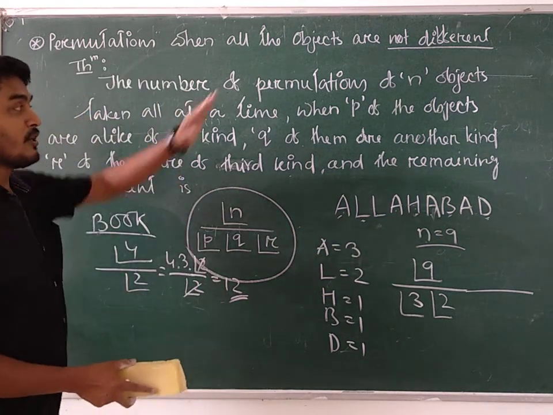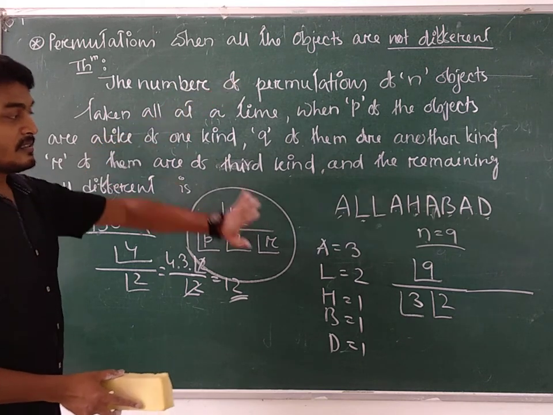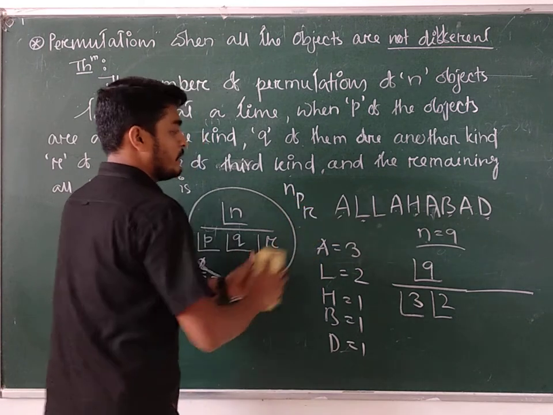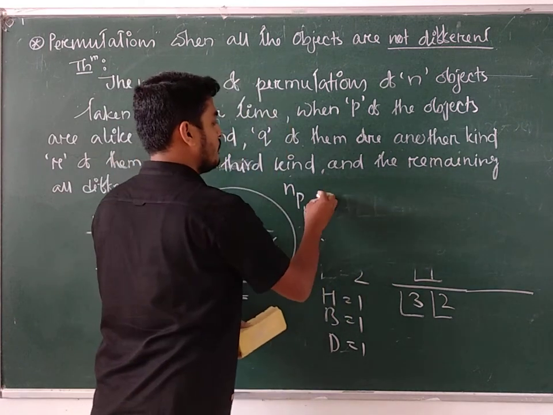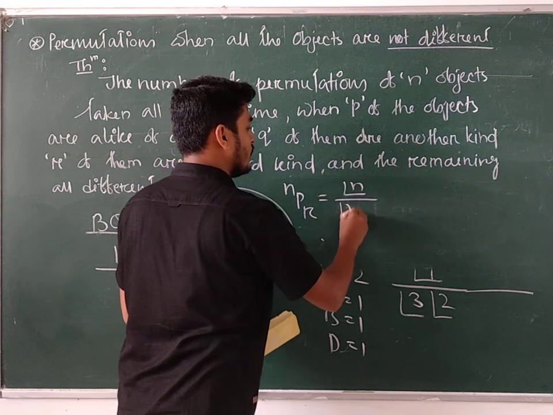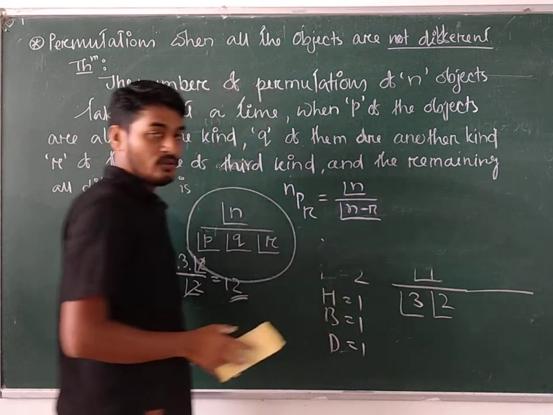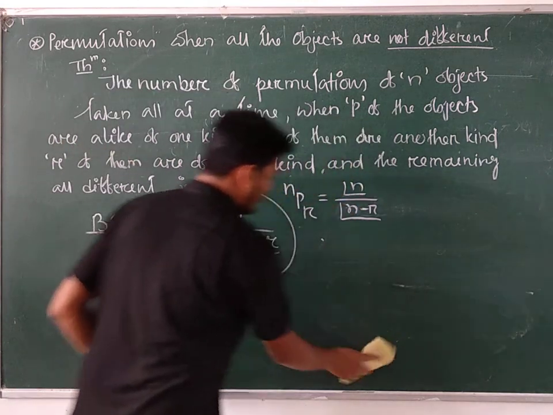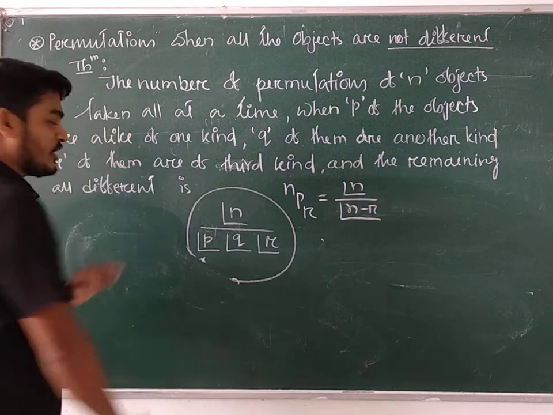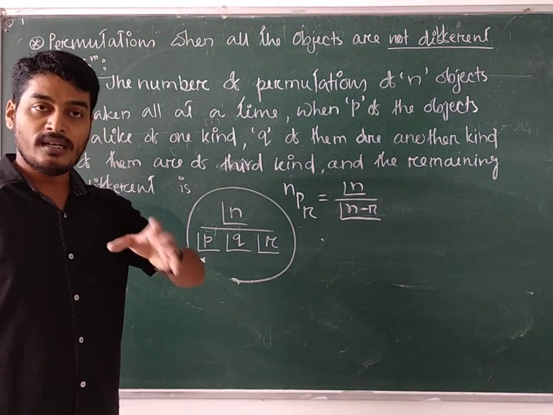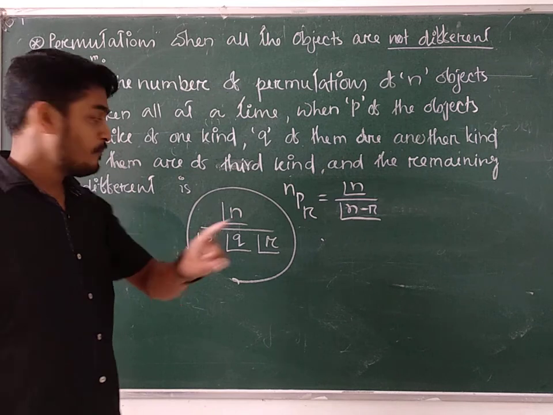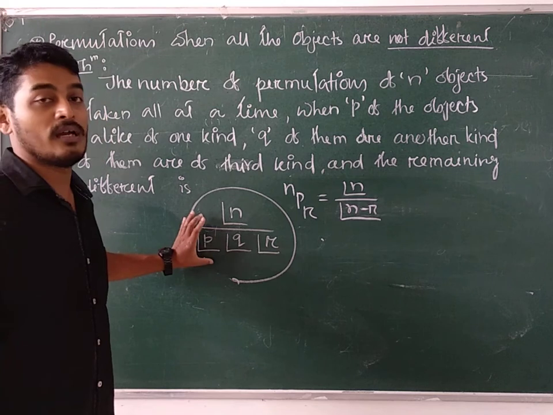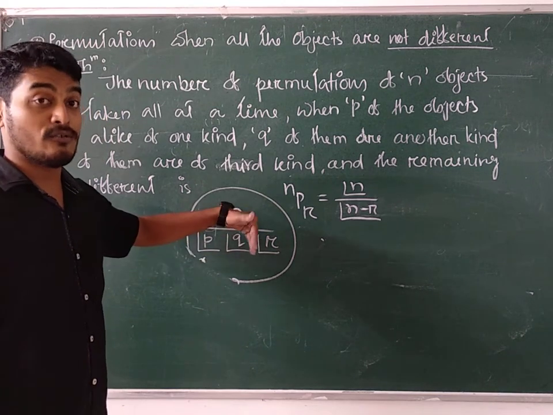So very important: when objects are not distinct, use this formula; when objects are distinct, directly use the NPR formula. NPR means factorial of n divided by factorial of n minus r. I hope you have got it. There are many different examples in your textbook where we have to apply these. Just try to distinguish between these two formulas. If objects are all different, use NPR. If objects are not distinct, some objects repeat, then use this formula.